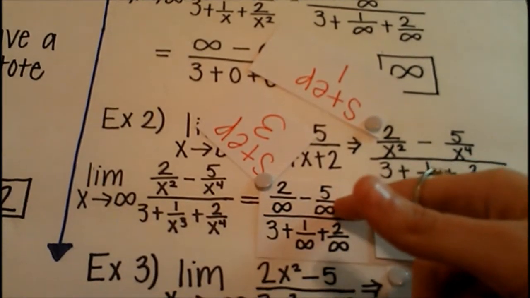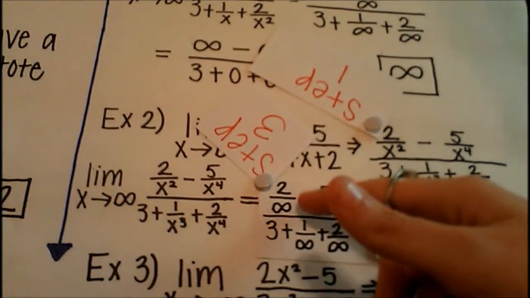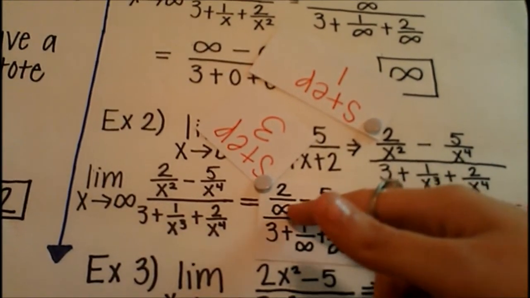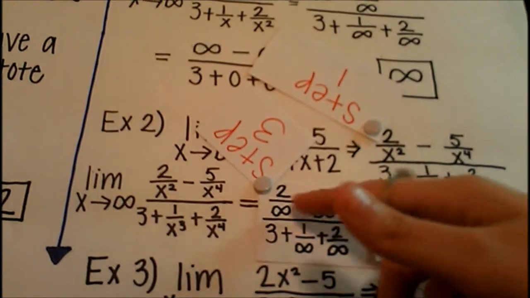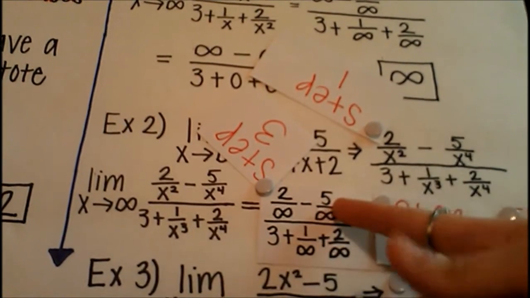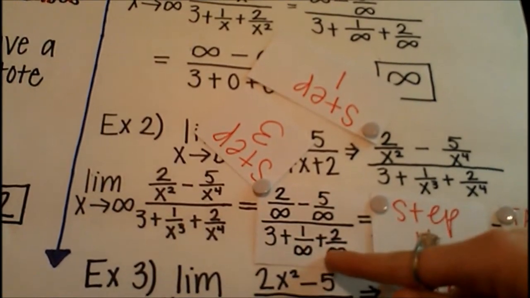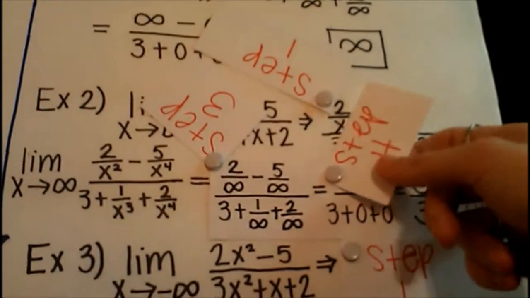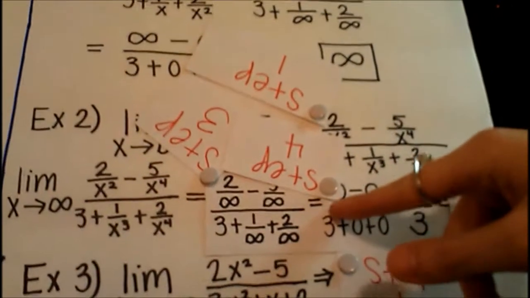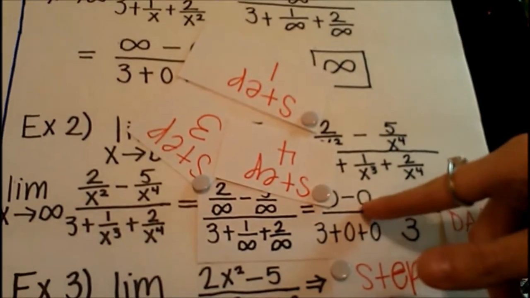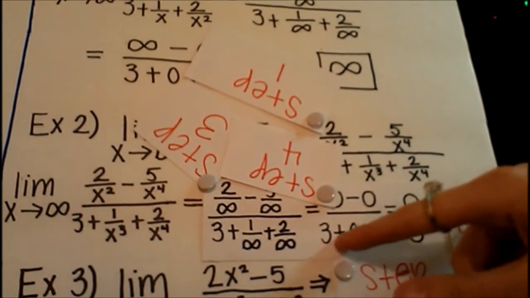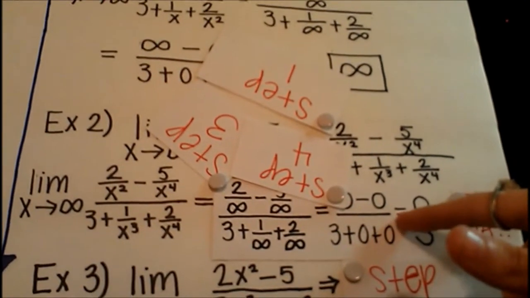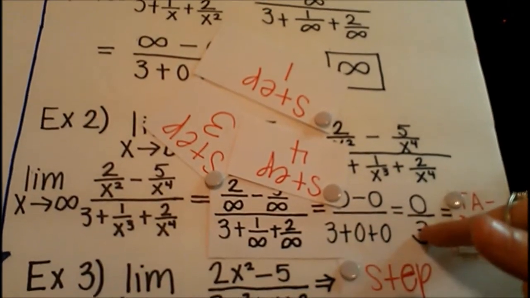Now as you can remember from our theorems, any number over infinity is equal to 0. So this is 0, this will be 0, and so will these two. So step 4 will be simplifying. 0 minus 0 all over 3 plus 0 plus 0, which simplifies to 0 over 3.